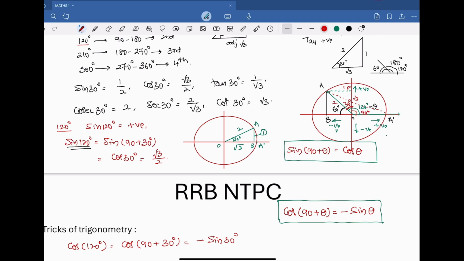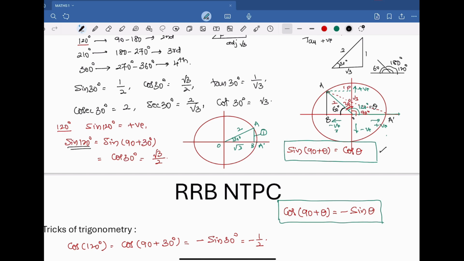Similarly, cos 90 plus theta is minus sin theta. You just see, cos 90 plus 30 is minus sin 30. How? Sin 30 is opposite side by hypotenuse, that is 1 by 2. That attracts a negative value. These two formulae you have to learn by heart.